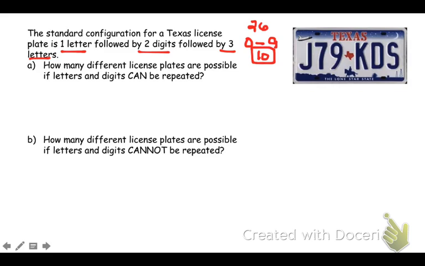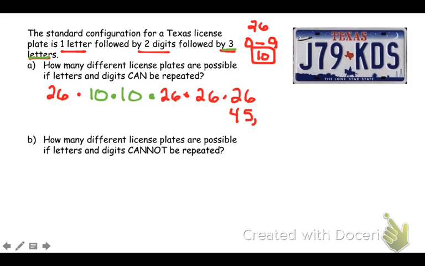So 1 letter would be 26, and then it says we have 2 digits, and we just said that that would be 10 possible that we could choose from. Then it says 3 letters, so that would be 26 times 26 times 26. And when we multiply that all together, we get 45,697,600.